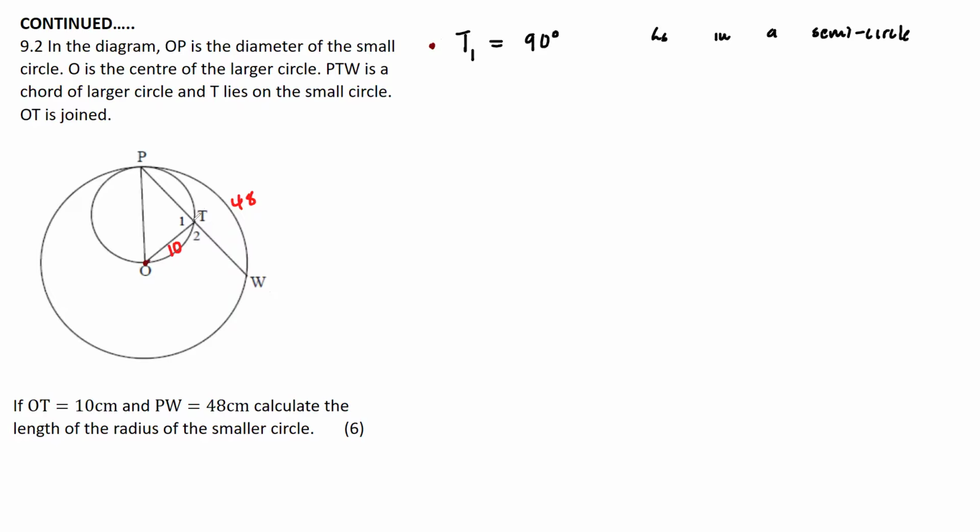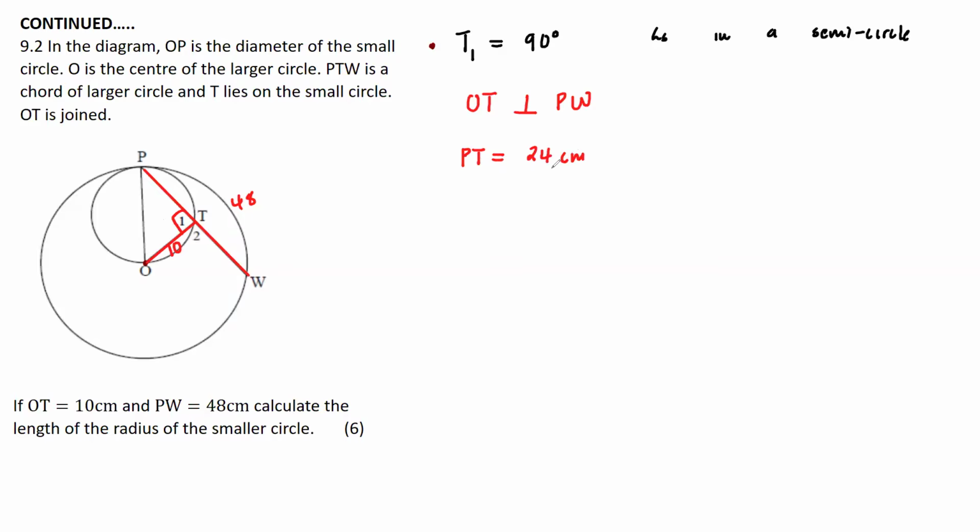Right? So OT is a line drawn from the center of the circle, and it will be perpendicular to the chord PW. We agreed that T1 is 90. So therefore, this will be perpendicular. So therefore, we write OT is perpendicular to PW. That means PT is 24.